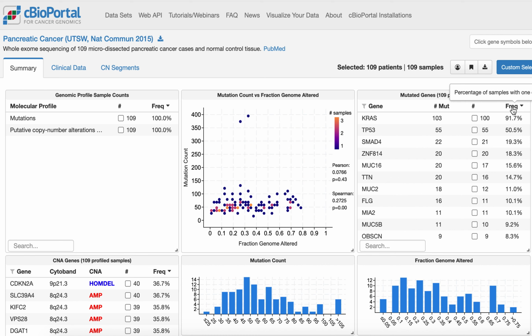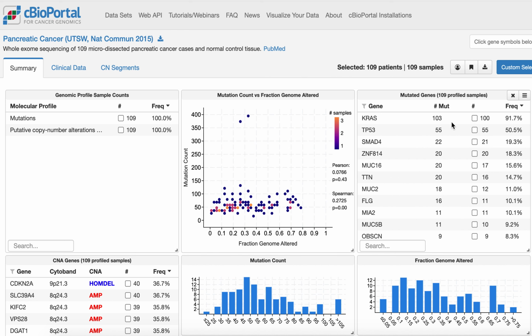Let's go through an example. The first gene listed in the table is KRAS, and we can see that there are 103 mutations identified in the samples that went through genetic profiling in this study. There were also 100 patients having KRAS mutations. So wait, these numbers don't match.